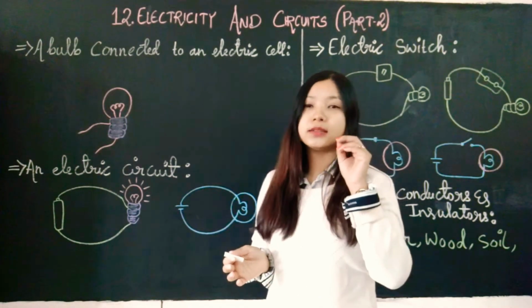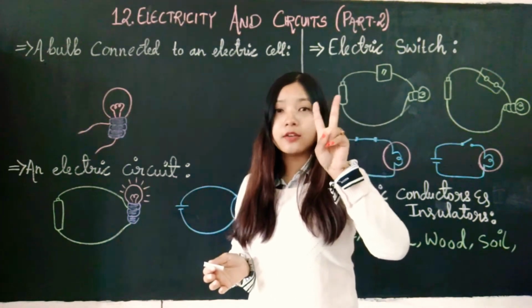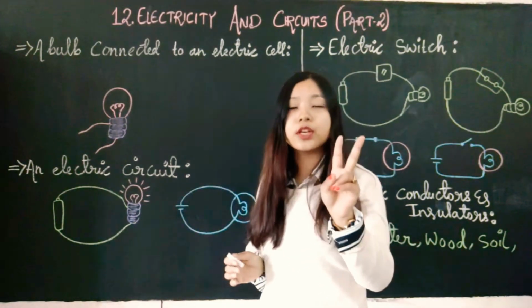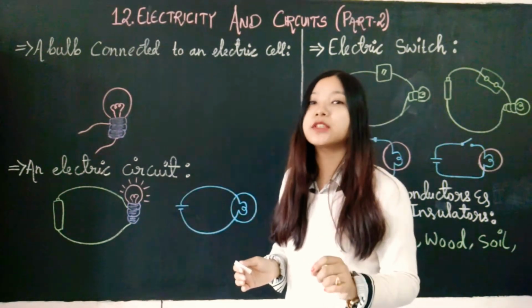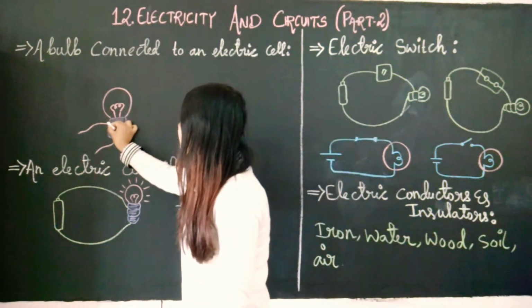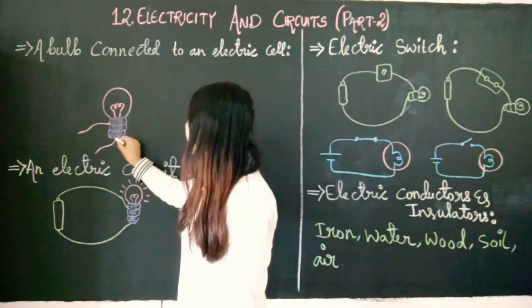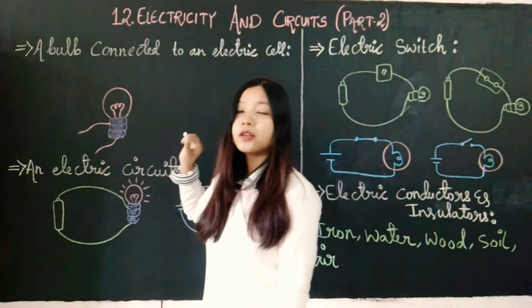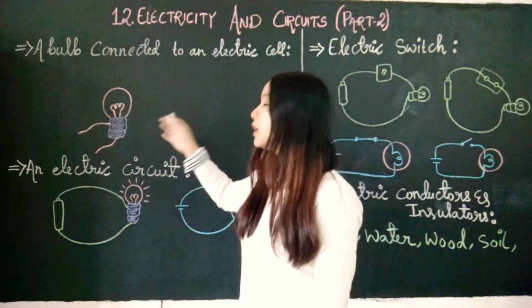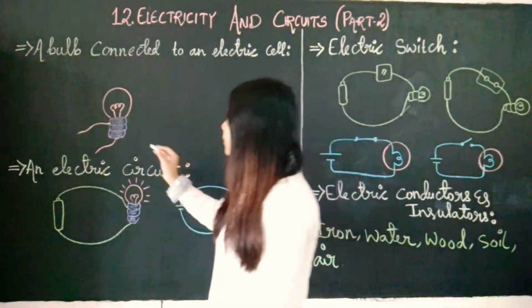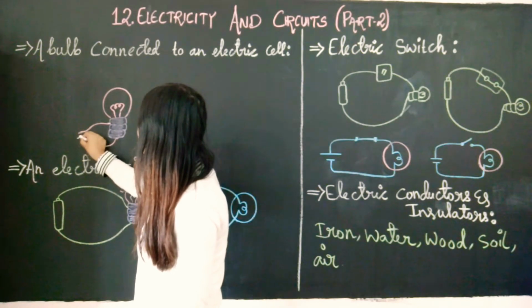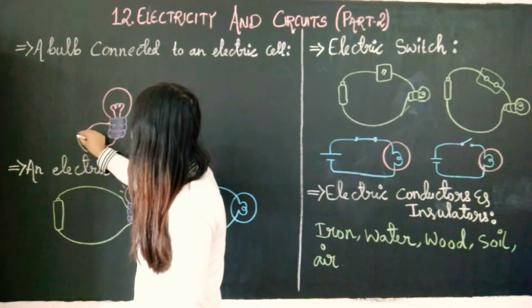Just like an electric cell has two terminals, an electric bulb also has two terminals. That also we discussed with the help of a diagram in the previous video. One will be at the side and one will be at the bottom. And when we connect it to an electric cell, the bulb will glow. So let's say here we are connecting it to a cell.